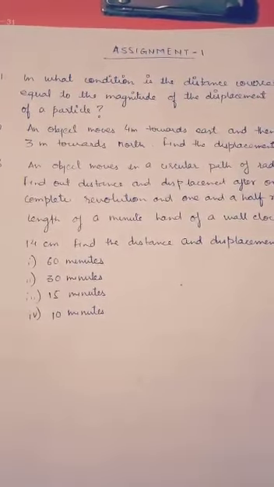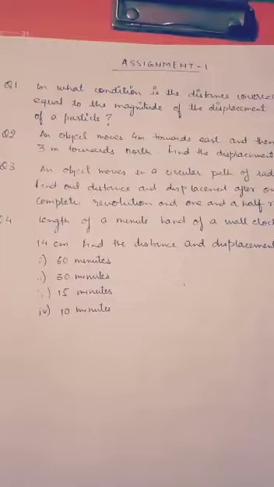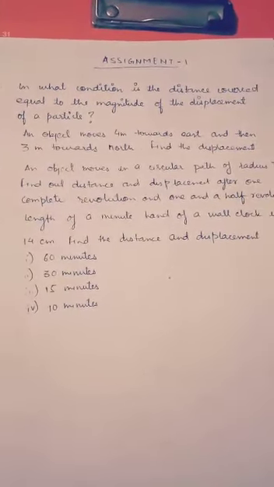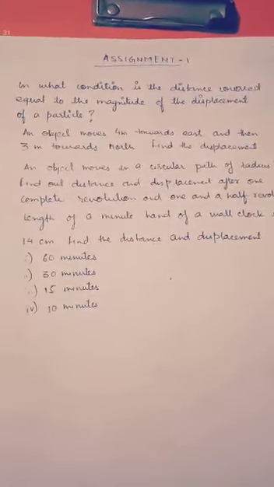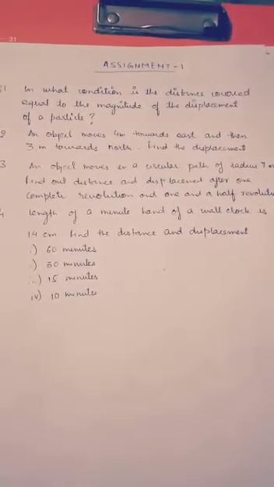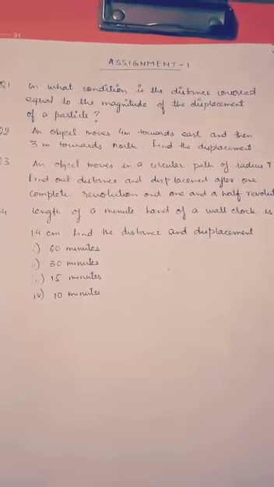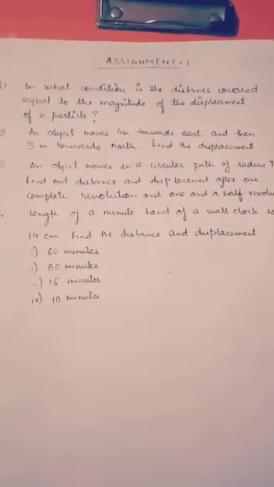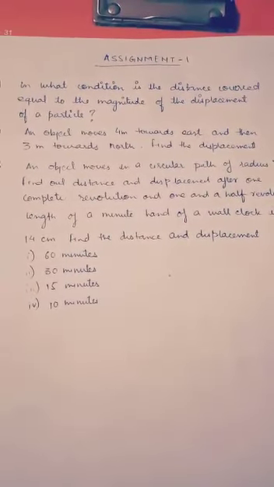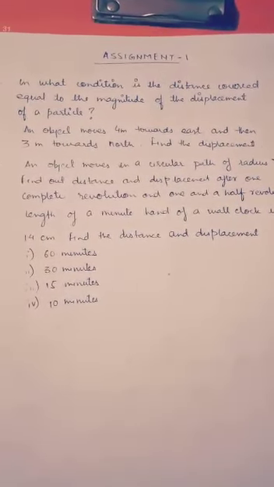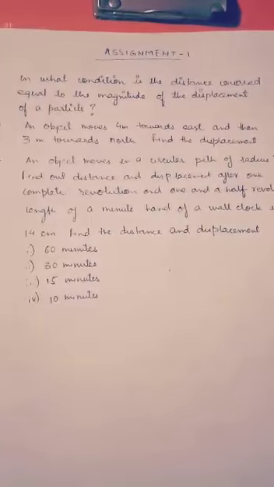Here's the assignment for you. I've given you a few numericals to do. The first one is: in what condition is the distance covered equal to the magnitude of the displacement of a particle? The second one: an object moves 4 meters towards east and then 3 meters towards north. Find the displacement. Draw the directions and then do the numerical. Remember, displacement is the shortest path.